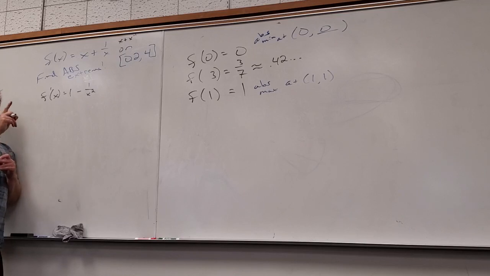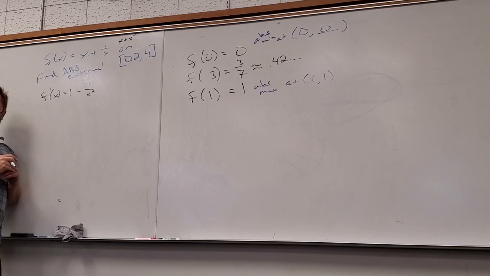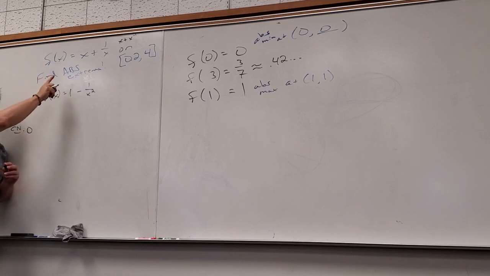Guys, let me ask you real quick. Everybody get this? Somebody tell me one critical number you can see right now without doing any work. 0. We'll talk about in a minute if I'm going to keep it or not, but right now, 0 is definitely a critical number of this because it makes it undefined.